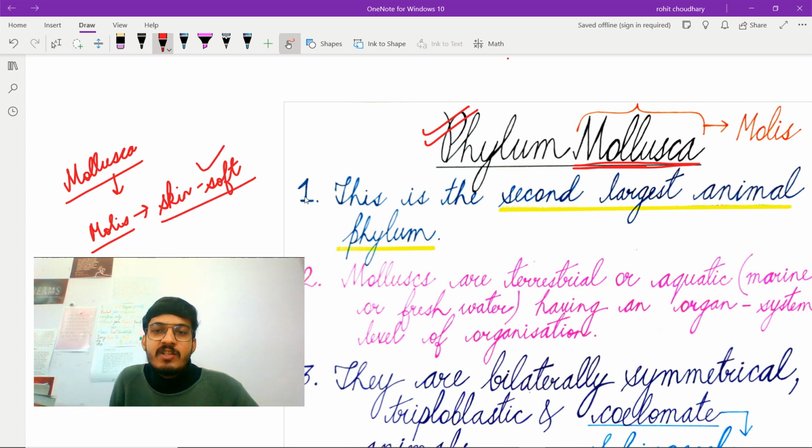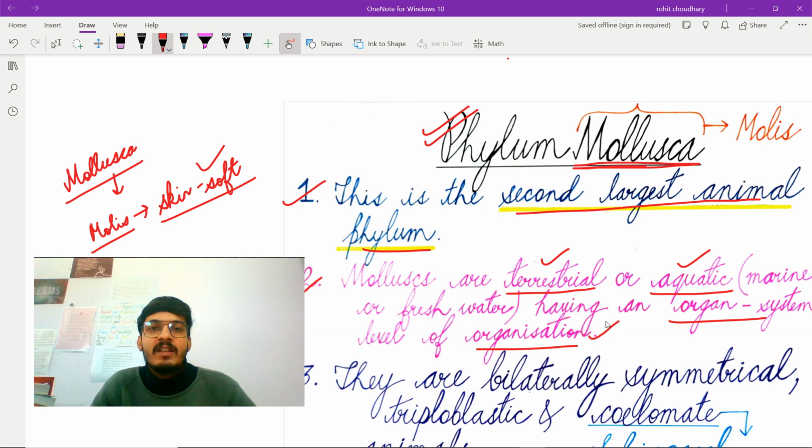The first feature under phylum Mollusca is that this is the second largest animal phylum. The second feature is that mollusks are terrestrial, that means they can be present on land, or aquatic, found in water, that could be marine or freshwater, and they have an organ system level of organization. Right from Platyhelminthes we are studying that the members have an organ system level of organization.